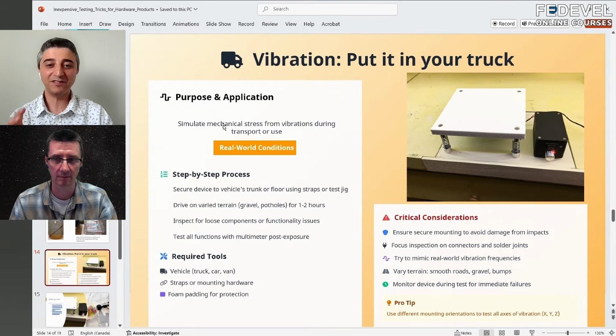If you ship a device, maybe by air shipment or by a vehicle, what can you do to simulate that? Are there easy ways? And the answer to that is yes, there are easy ways. The first and most important one, the critical one and the easy one, is to go to a vehicle.